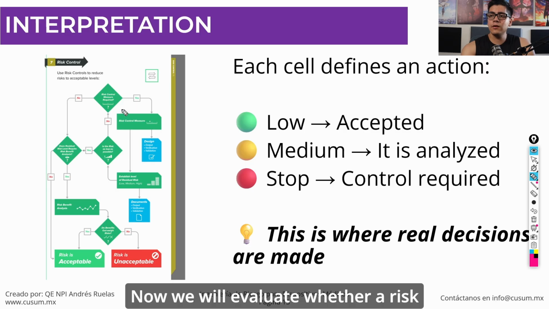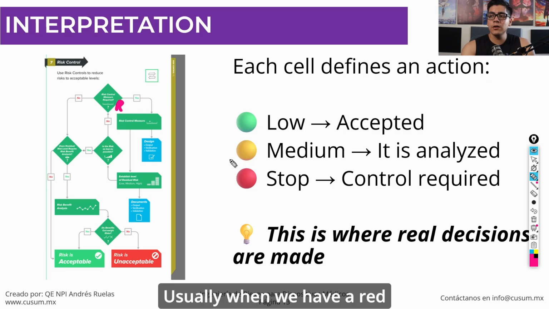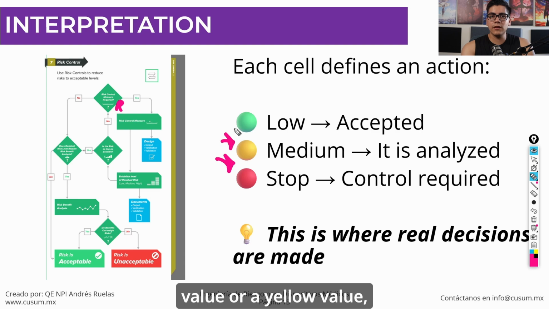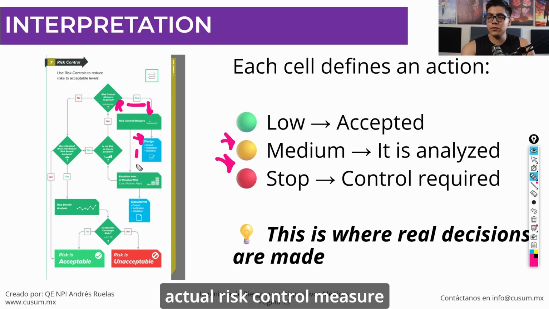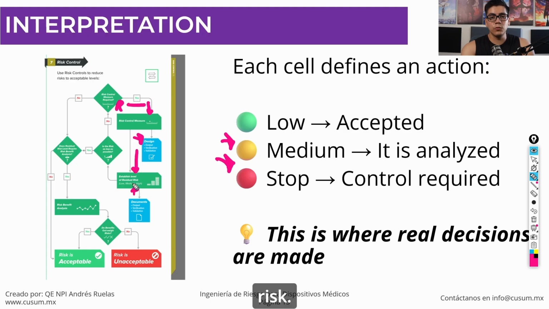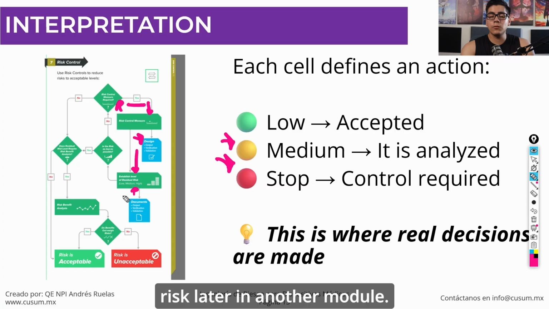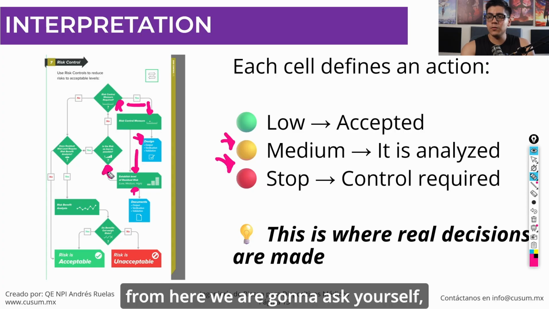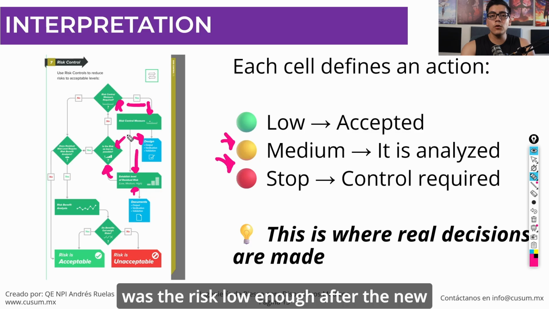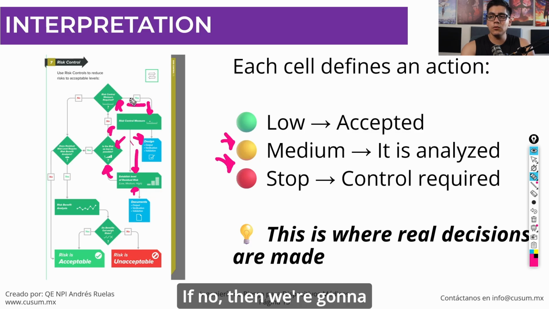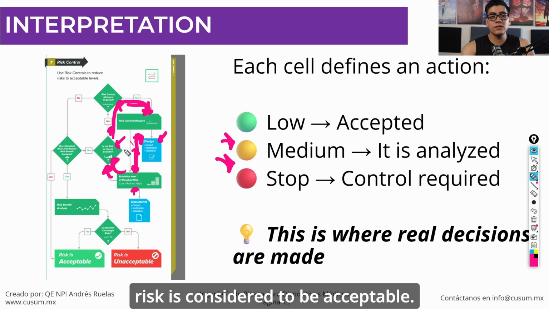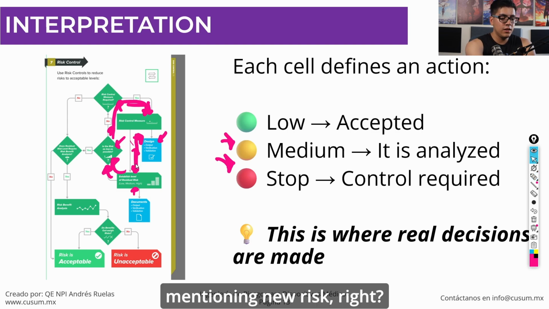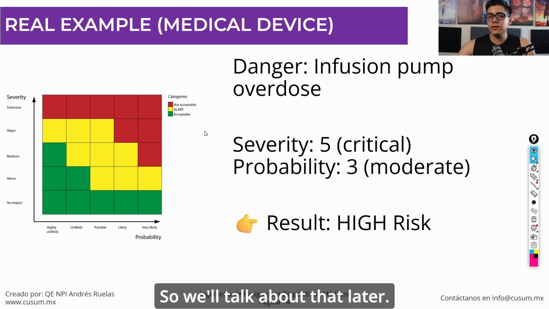Now, we will evaluate whether a risk control measure is necessary. Usually when we have a red value or a yellow value, a risk control measure will be necessary. From there, we'll design the actual risk control measure and we'll evaluate residual risk. I will talk about the residual risk later in another module. But as you can see here, from here we are going to ask ourselves, was the risk low enough after the new controls? If no, then we're going to do the same thing again. We're going to implement a new risk measure, design it, release it, and review if the new risk is considered to be acceptable. Now, I personally keep mentioning new risk, right? So we'll talk about that later.